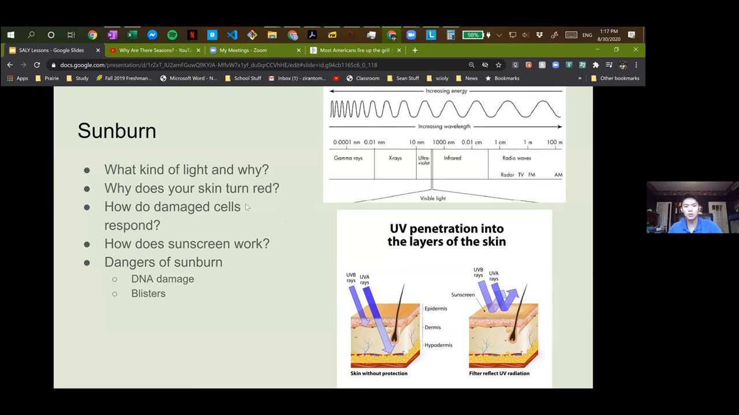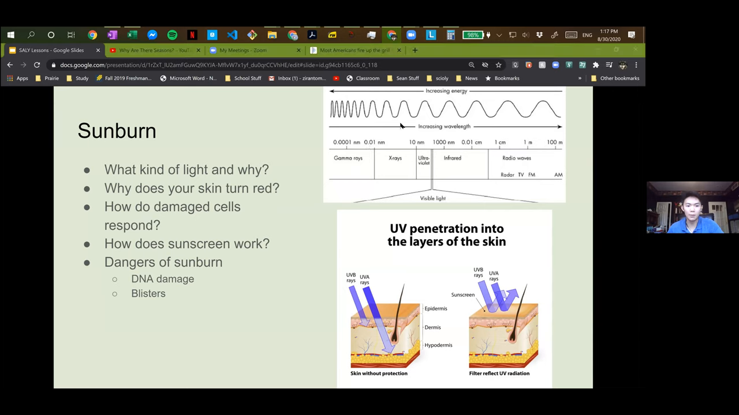So how do damaged cells respond? There are 2 different ways that damaged cells can respond. One, they purposefully die because they want to get out of the way so healthy cells can come and replace them. This is why when you have sunburn, sometimes you can have flaky skin afterwards.